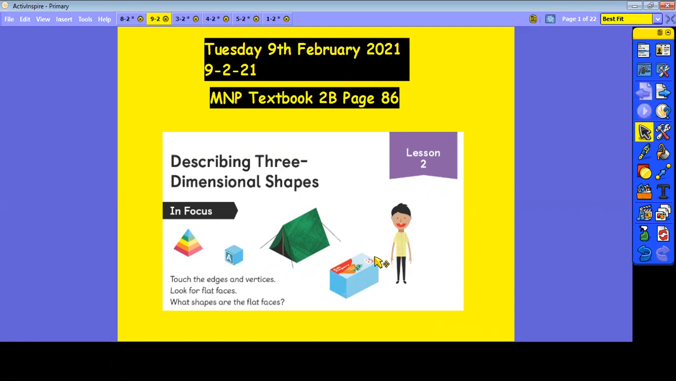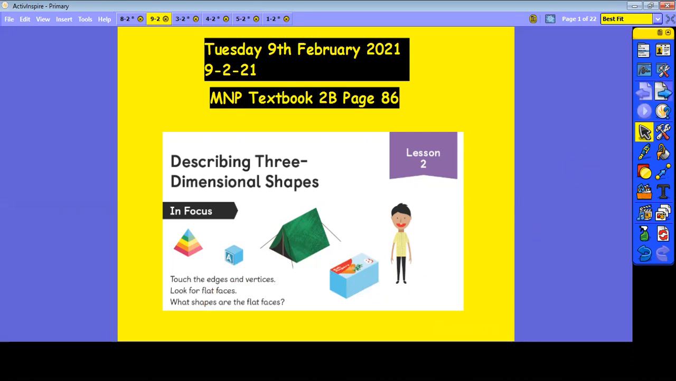So we have lesson 2 on 3D shape, page 86 in our textbook 2B. And we've got Ravi here helping us with the in focus task. Ravi says, touch the edges and vertices of the shapes that you have found, just like I showed you on the prism. Look for flat faces. And what shapes are the flat faces on your objects? It's asking the shape of the faces.